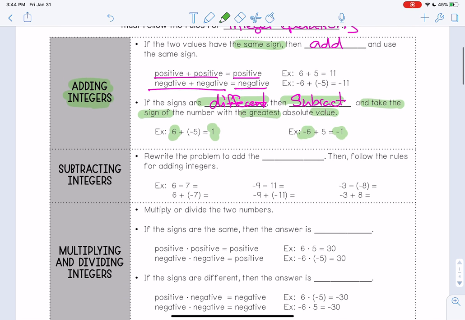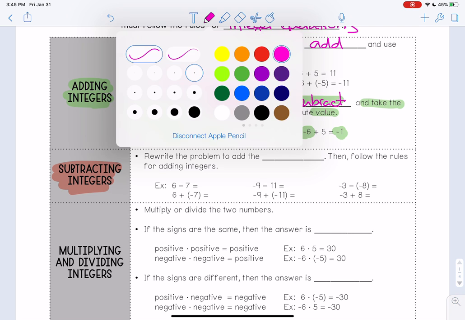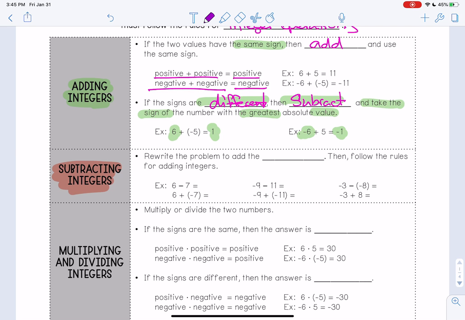Okay? All right, now let's take a look at subtracting integers. So subtracting two numbers. Rewrite the problem to add the opposite. So remember, when you're subtracting, what you're actually doing is adding the opposite.